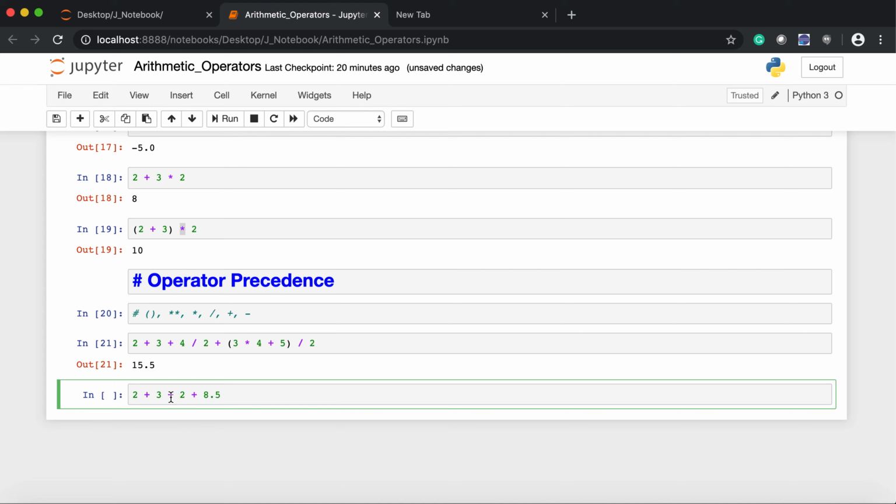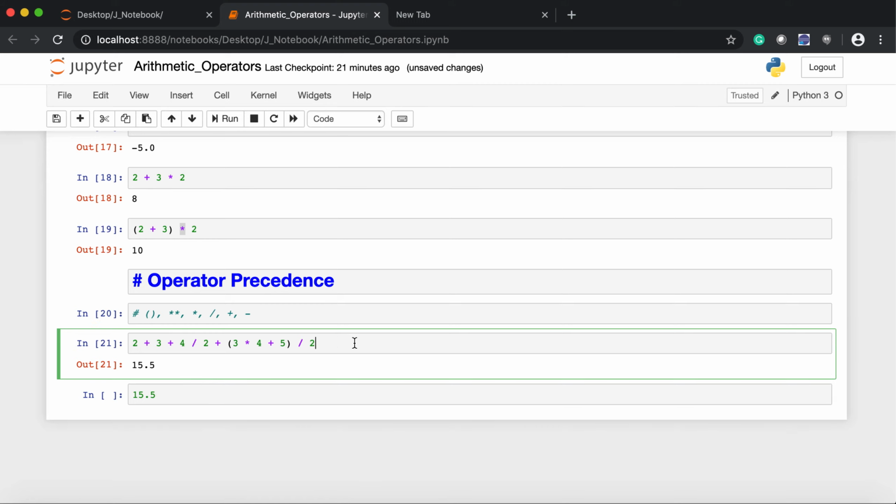Now this is simple addition. 2 plus 3, 5, 5 plus 2, 7, and 7 plus 8.5 is 15.5. So this is the output, and this is the way by which the Python interpreter chooses the sequence and performs the operations for any expression.